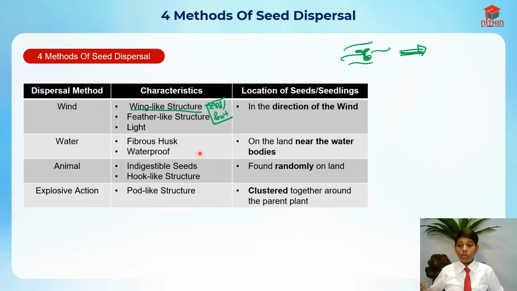Now let's move on to animal. So for animal, there are two types. First is indigestible seeds, and next is hook-like structure. So for indigestible seeds, when animals are eating the fruits, sometimes if the seeds are very small and indigestible, they basically swallow them. Okay, so imagine a bird is eating a fruit, so it basically swallows the small indigestible seeds.